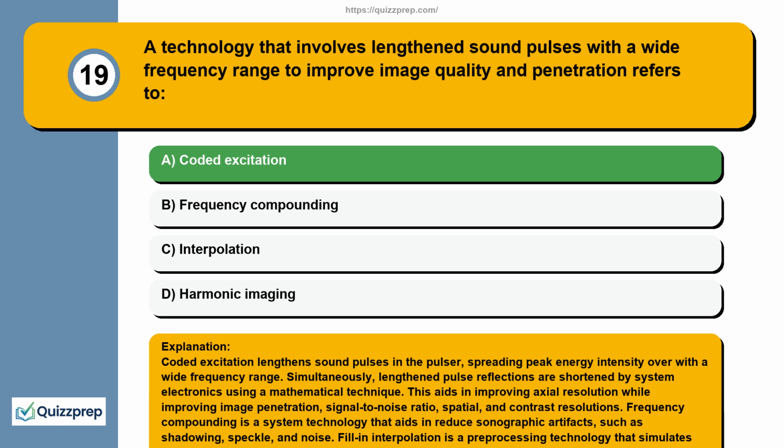Frequency compounding is a system technology that aids in reducing sonographic artifacts, such as shadowing, speckle, and noise. Fill-in interpolation is a pre-processing technology that simulates data between scan lines, increasing the displayed image's spatial resolution. Harmonic imaging refers to a technology in which the image is created via reflected frequencies twice that of the transmitted, fundamental frequency. There are various forms of harmonic imaging, such as pulse inversion, contrast, tissue, and power modulation harmonic imaging.